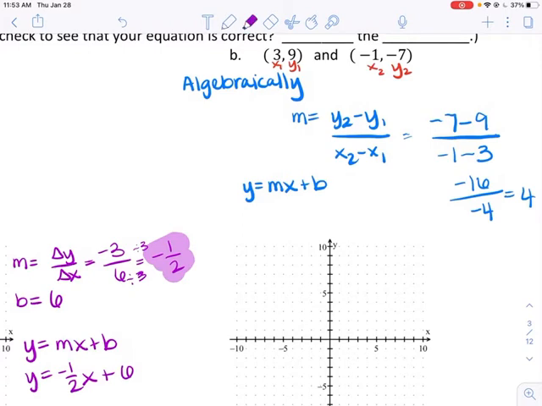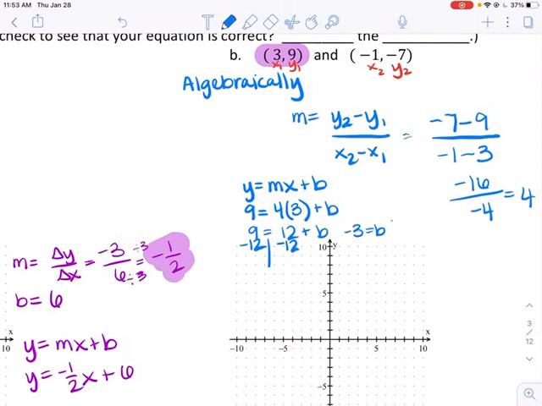So we're going to put this point in there because it doesn't have any negatives, so that'll be nicer. I'm going to put my y in, it will be 9, and then my slope was 4, and then my x was 3, and then plus b. So now 12 plus b equals 9. Now you may be tempted to say that b is 3. I would recommend that you actually go through the work and subtract 12 from both sides because 9 minus 12 actually equals negative 3.